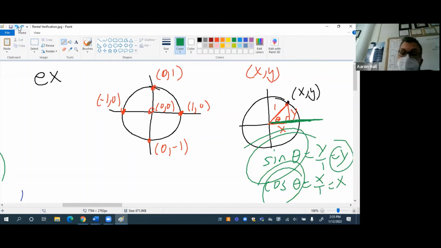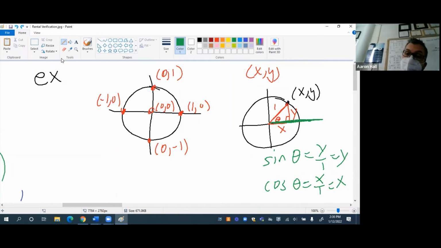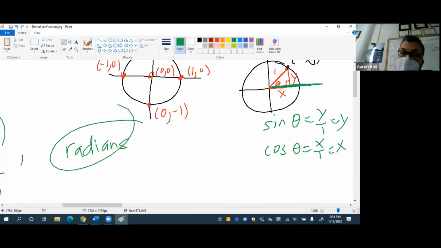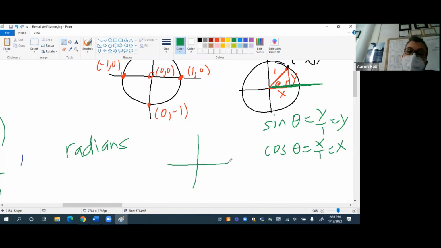So we know that sine is our y value and cosine is our x value. That's pretty important when it comes to understanding trigonometry. And then let's consider our radians. In this class, it's exclusively radians. We're not using degrees in AP Calculus. And so in radians, we start at the initial side here. If it's counterclockwise, it's a positive rotation.